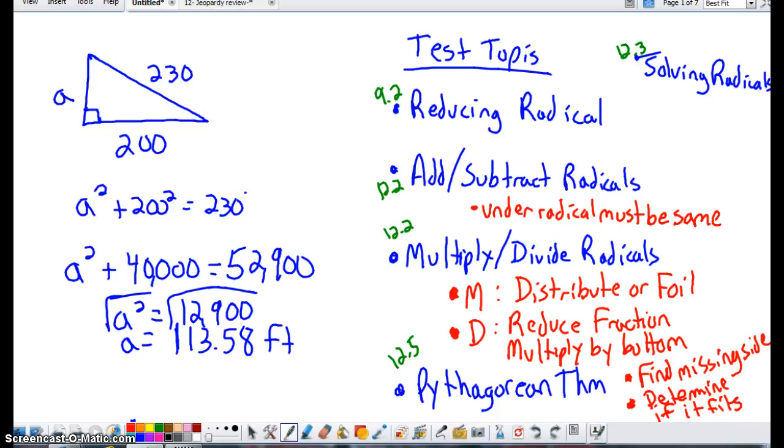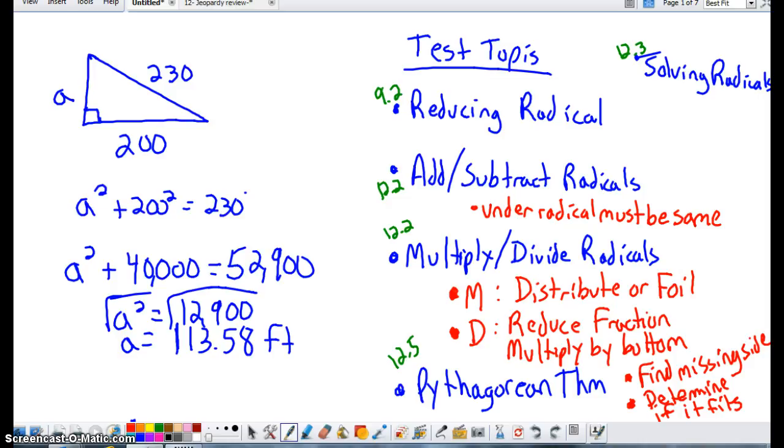Adding and subtracting, the key to remember is you are only allowed to add and subtract radicals if they are exactly the same underneath. So square root of 5 with square root of 5, or root 3 with root 3, not root 3 with root 5. So you first have to reduce in order to bring them together.